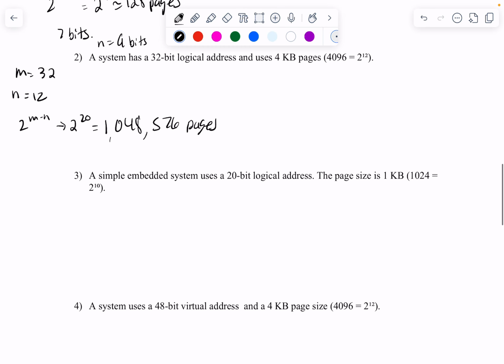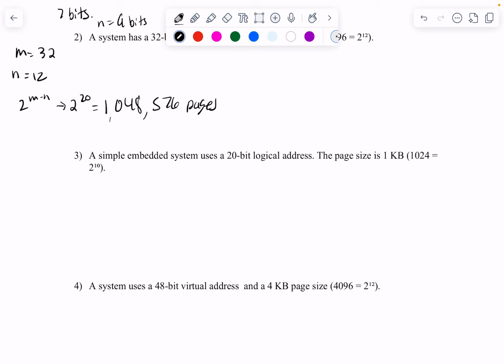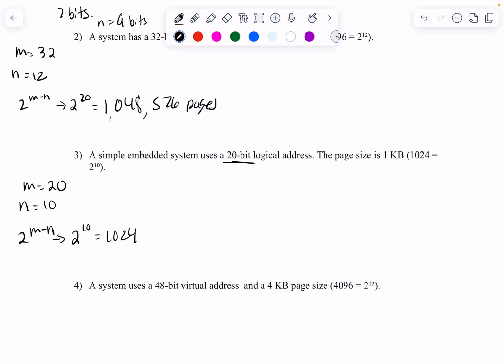All right, let's go to the third problem. We have an embedded system. It's using a 20-bit logical address. Page size is 1 kilobyte, or 1024, or 2 to the 10th. Again, this is usually going to be our m, and our n is 10. And to get the number of pages, we're going to get 1024 pages altogether.